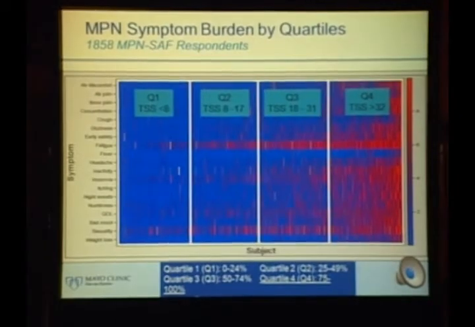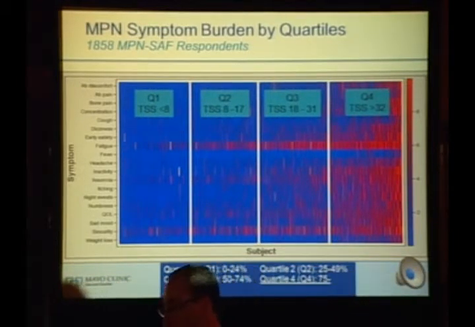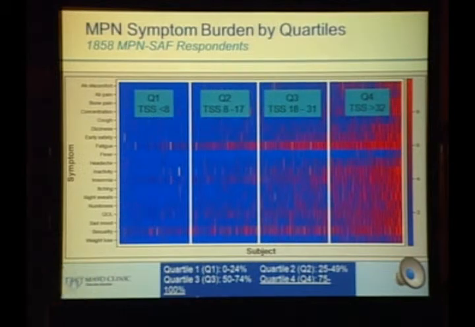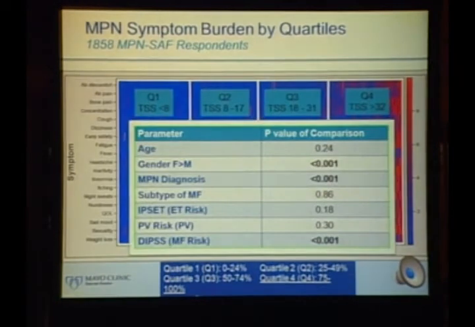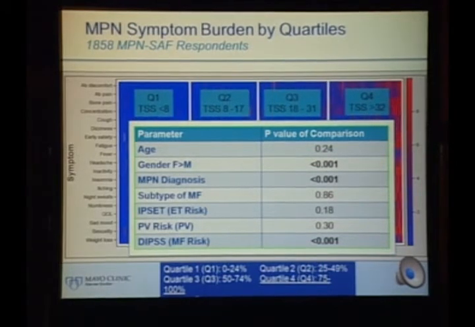Now finally, we looked at this data in a slightly different way, now with almost 1,900 patients. And we divided them into 4 equal groups and saw what total score of symptoms landed them in each group. So although the scores are potentially out of 100, the 4th group is for people with symptoms anywhere over 32. When comparing these, we saw that females, MF patients, and higher risk MF patients were the most symptomatic.